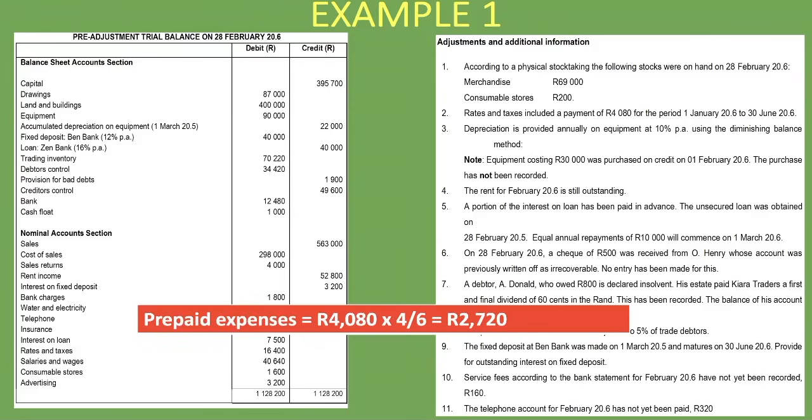How did I get 4 divided by 6? Well, I know it's for 6 months, this 4,080 Rand, but I know that 4 months belongs outside my financial period. Why is that? Because our financial period ends on the 28th of February.